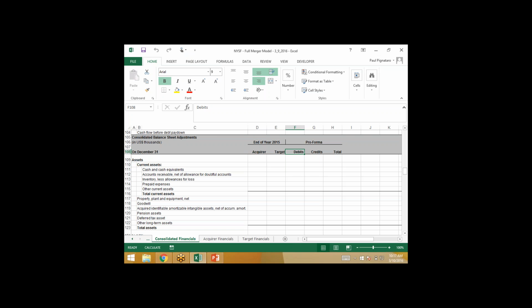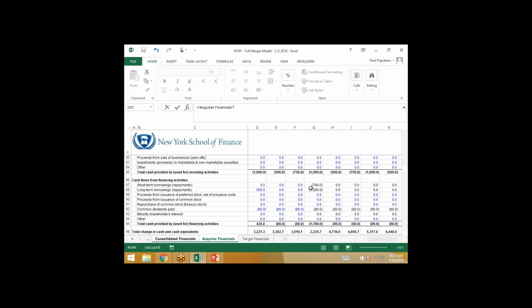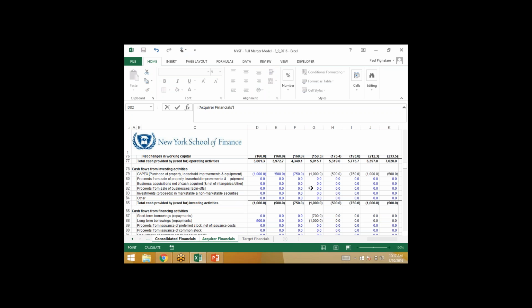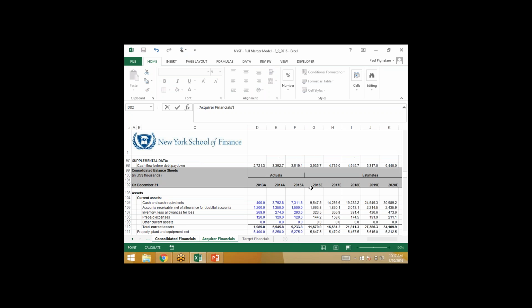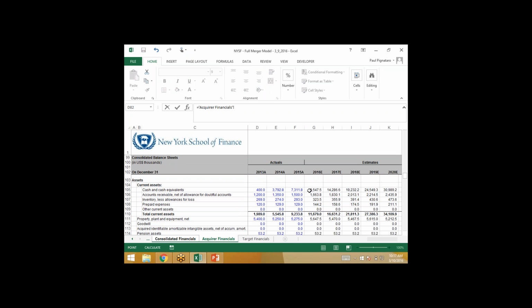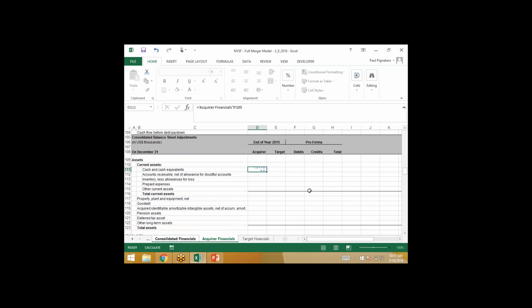Okay, so the first thing you want to do always is line up the acquirer and target next to each other. I've lined it up line by line in the template. I want to pull in cash and cash equivalents from the acquirer. Okay, 2015, it's the historical, remember, on the day.